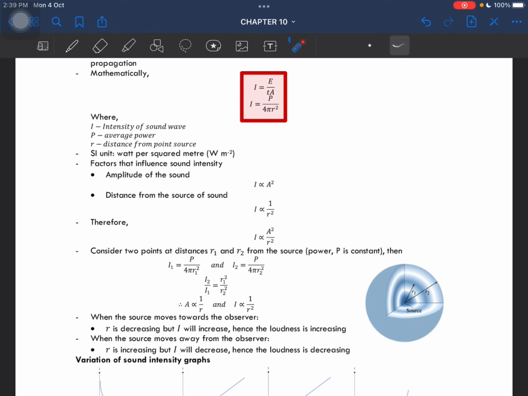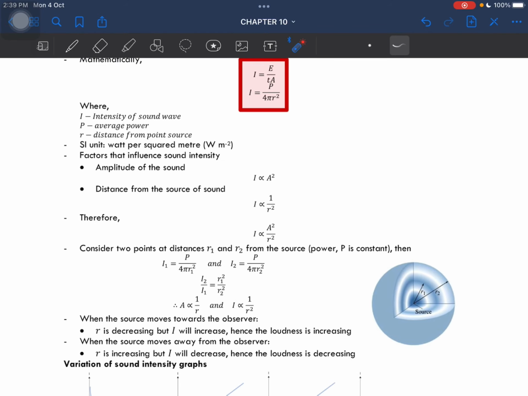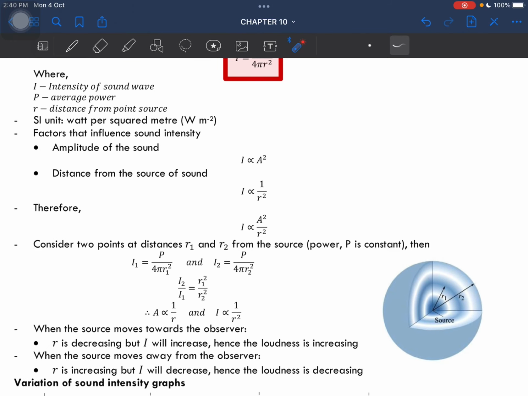There are two factors that influence the intensity of a sound. The first one is the amplitude of the sound. The greater the amplitude of the sound, the greater the intensity will be. And if the distance from the source of sound is further away, less intensity of the sound can be heard by the people in the room. Therefore, we can conclude that the intensity is directly proportional to the amplitude of the sound, but inversely proportional to the square of the distance from the source of sound.